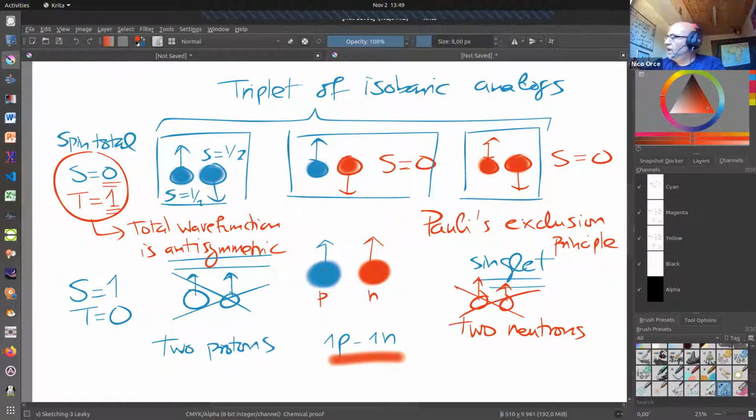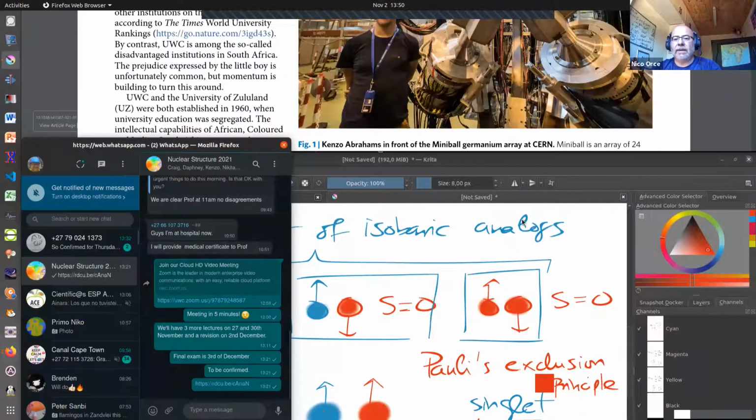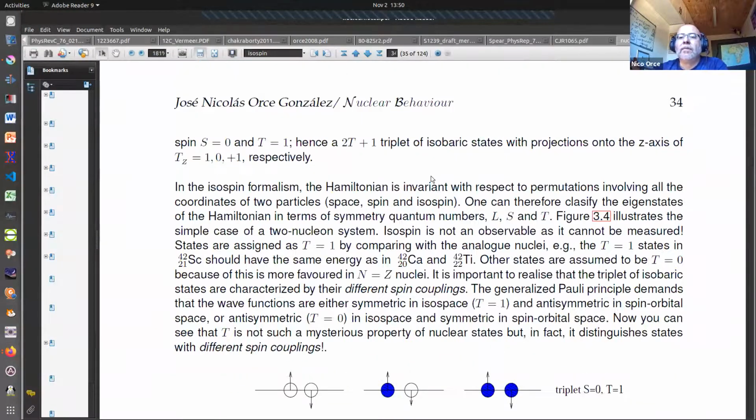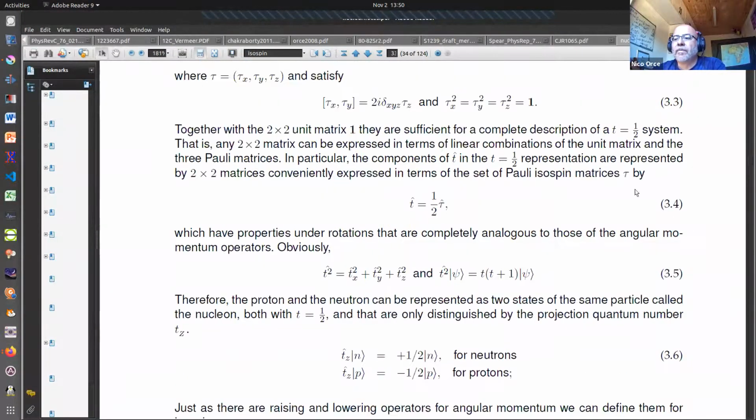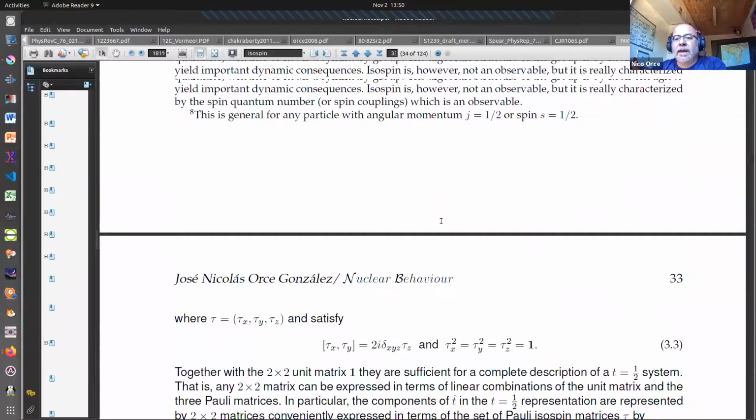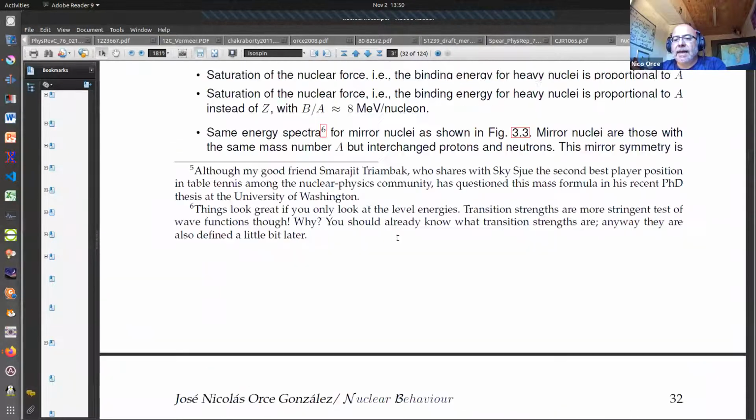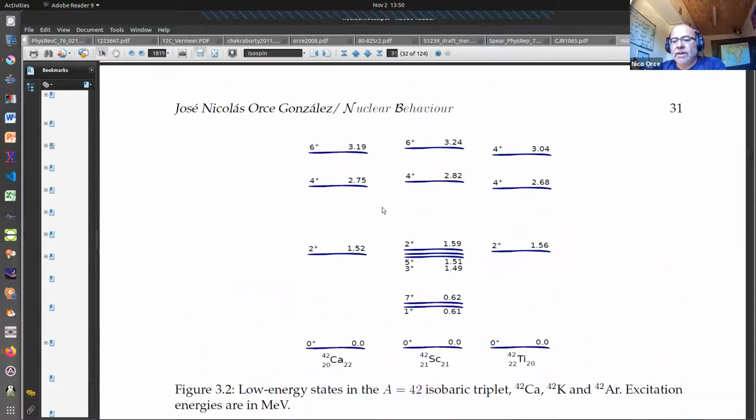So now we are going to see this in real life and we're going to investigate. The best thing is that we do it ourselves and we go to the NNDC, for instance. Let's go to the NNDC. Here you have the example of these ones, but I want to see these ones here. You can see calcium 42, scandium 42, titanium 42.